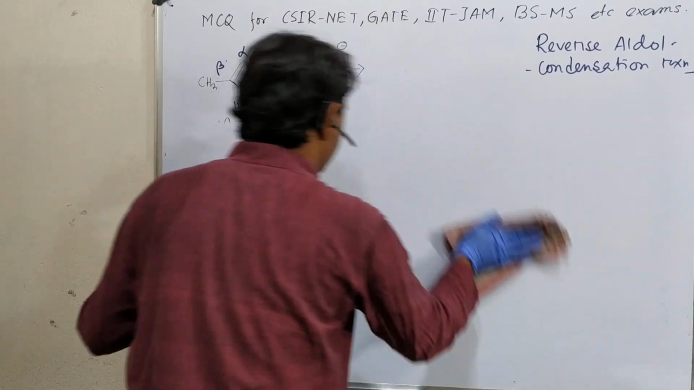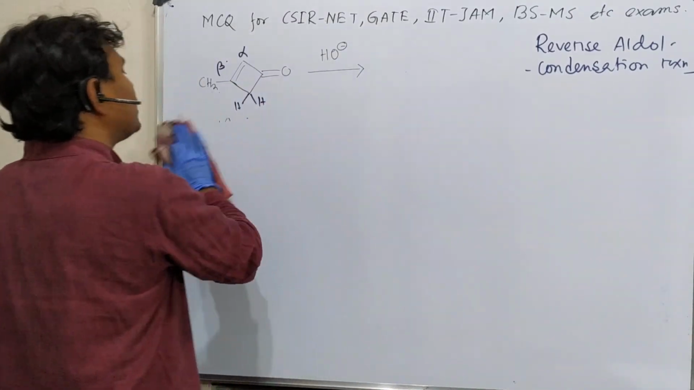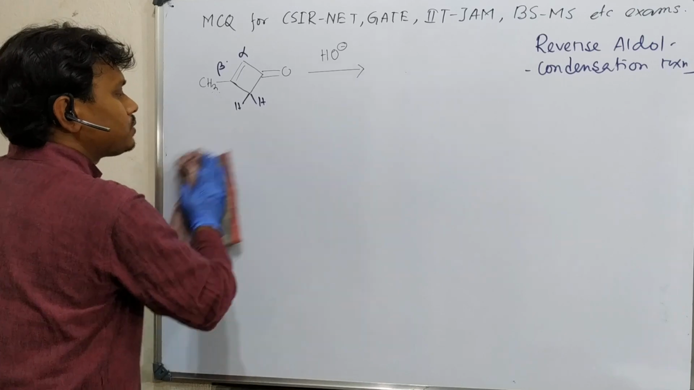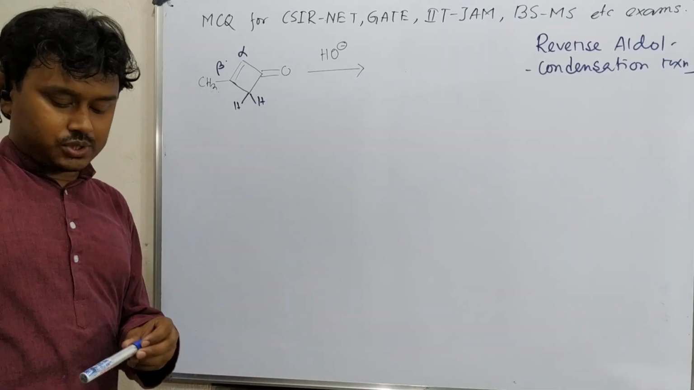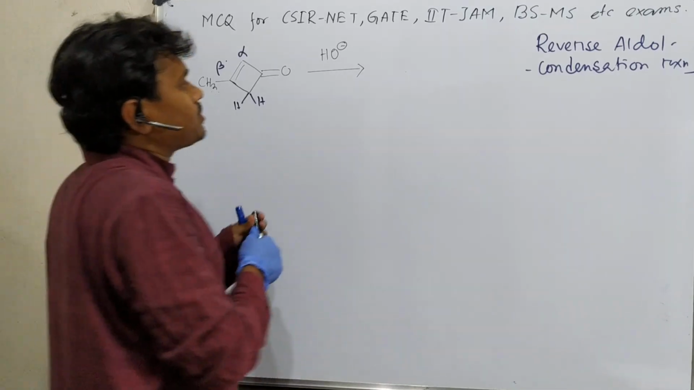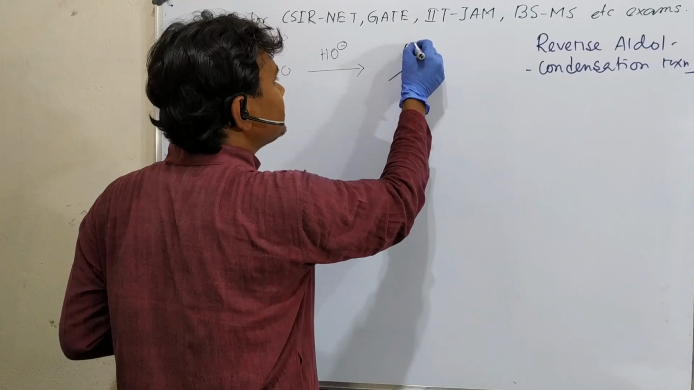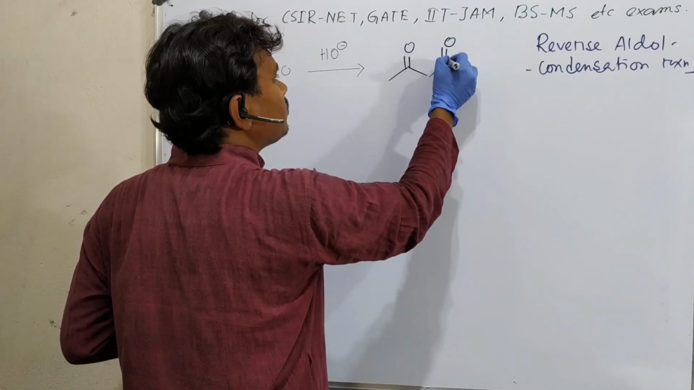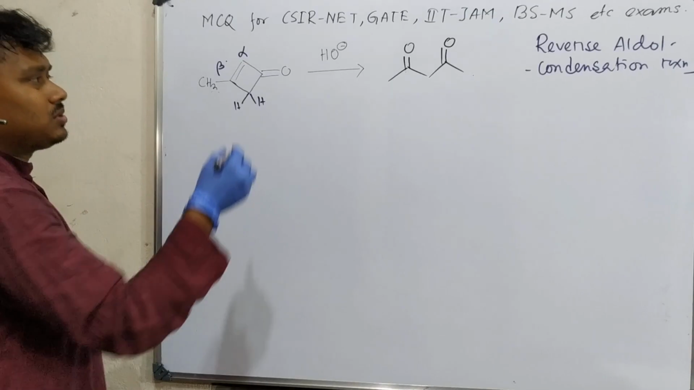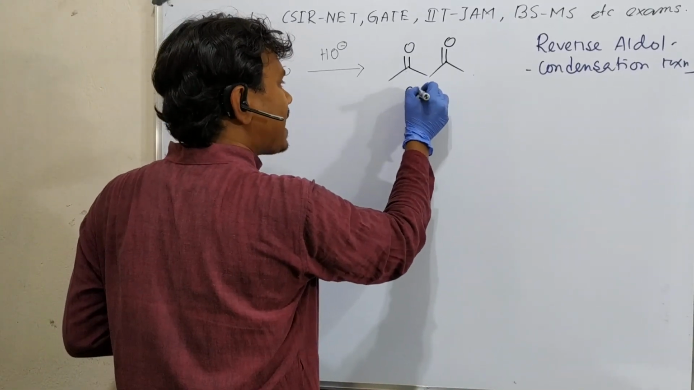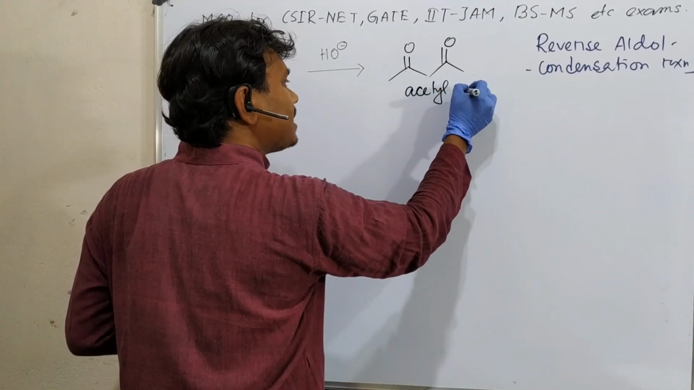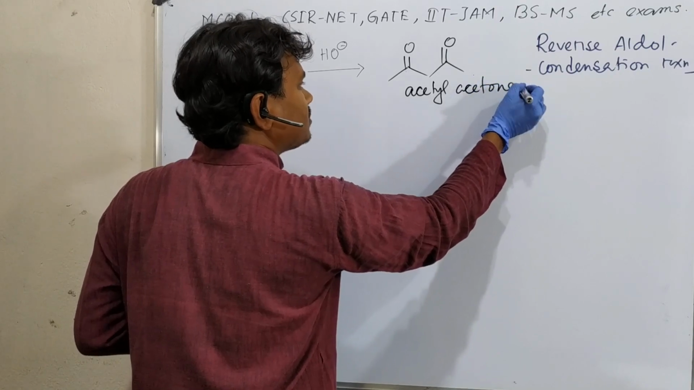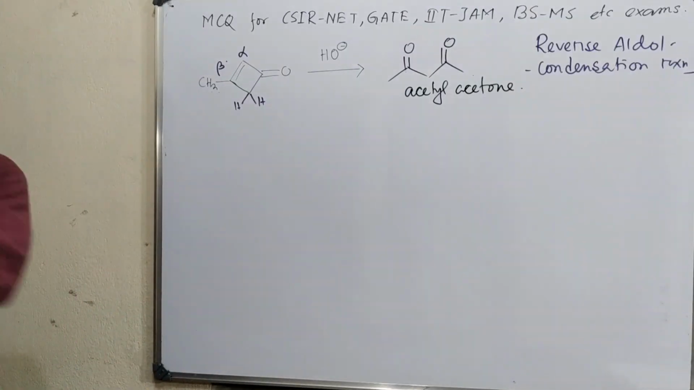Now we will discuss how this 1,3 dicarbonyl compound is produced during the reaction. Okay, this is the structure of this. Let me write it here so that it will be useful for you to understand. This compound is also named acetyl acetone.